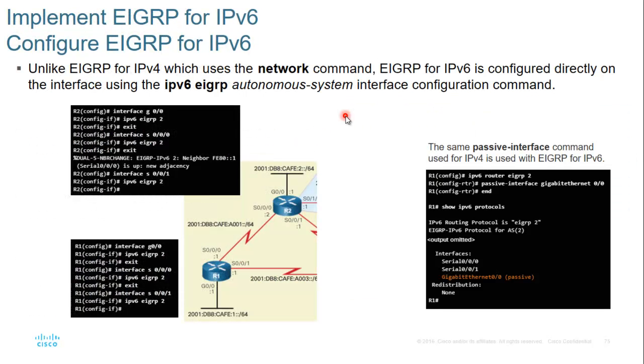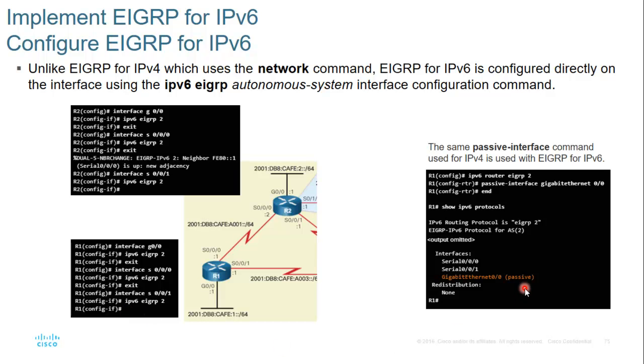EIGRP for IPv4 uses the network command. EIGRP for IPv6 does not use that. Instead, it is configured directly on the interface. So here you would see interface G0/0, and then within that interface configuration, you type ipv6 eigrp 2. Remember, the autonomous system must be the same on all the routers that are communicating. Okay, and then you exit, go to another interface, and every interface that is using this, you have to configure it on each interface, and you have to do that for all the routers.